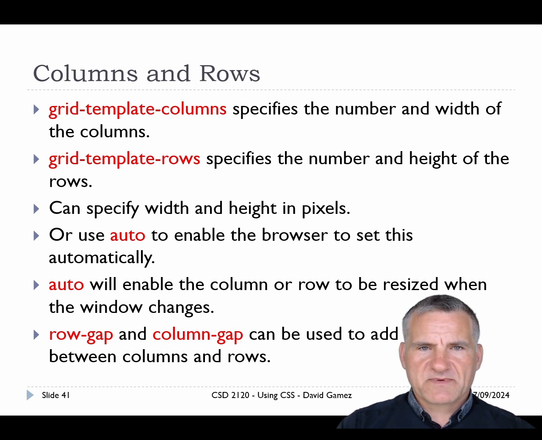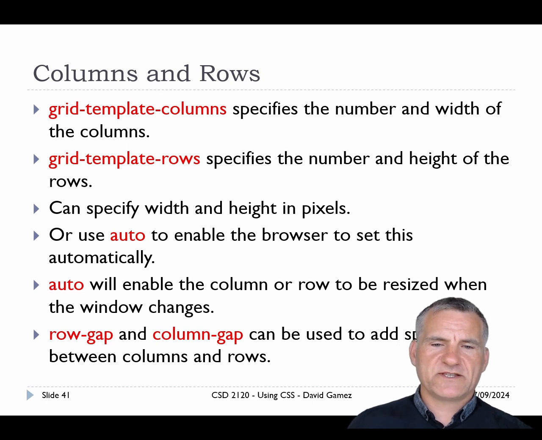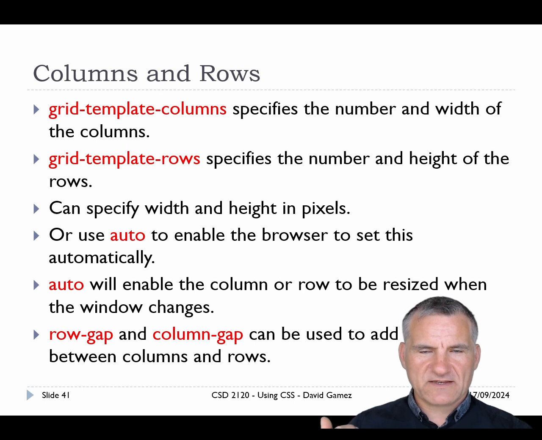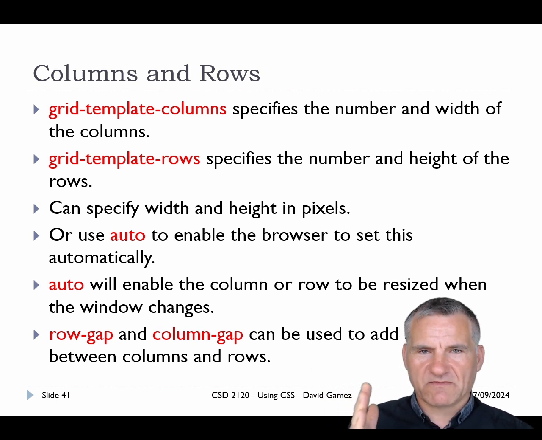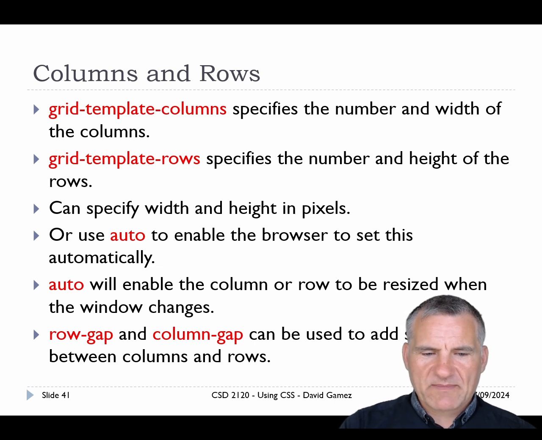So we have these particular rules here. We've got things like grid template columns, which specifies how many columns there are and how wide they are. Rows specifies the number and height of the rows. And we can do this in pixels, or we can use auto. Usually, unless you've got a reason not to, use auto, because then it'll automatically expand and contract the contents and resize them, which is generally better. And then we can specify row gap and column gap to get the space between the cells in this layout.